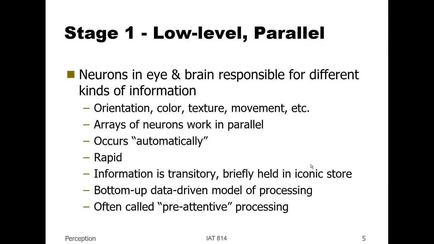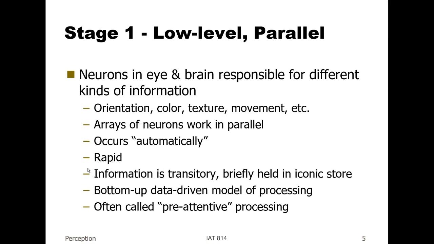So let's talk a little bit more about stage 1, the low-level parallel element of what our eye is doing. Neurons in the eye and brain are responsible for different kinds of information, and they all work together to put together a percept, so to speak, the way we see the world. We have elements that detect orientation, elements that detect color, texture, movement, and arrays of neurons in our brain work together in parallel to very rapidly and automatically perceive the world. That's the strength. It's very fast and it's parallel.